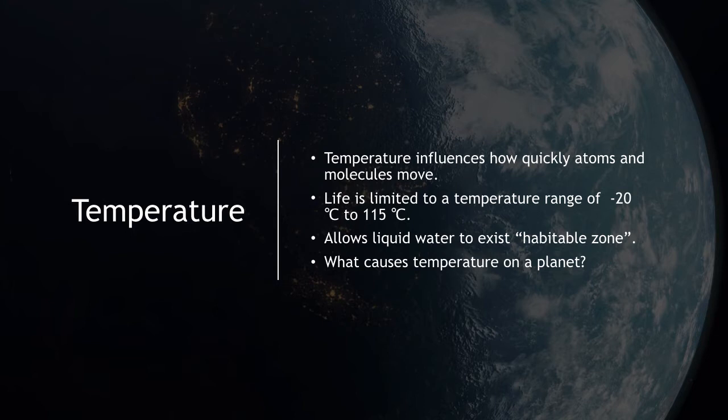Around 125 degrees Celsius, complex molecules, like RNA and DNA, start to break up, so a planet should have a temperature range between negative 20 degrees Celsius and 115 degrees Celsius. But what causes temperature on a planet?